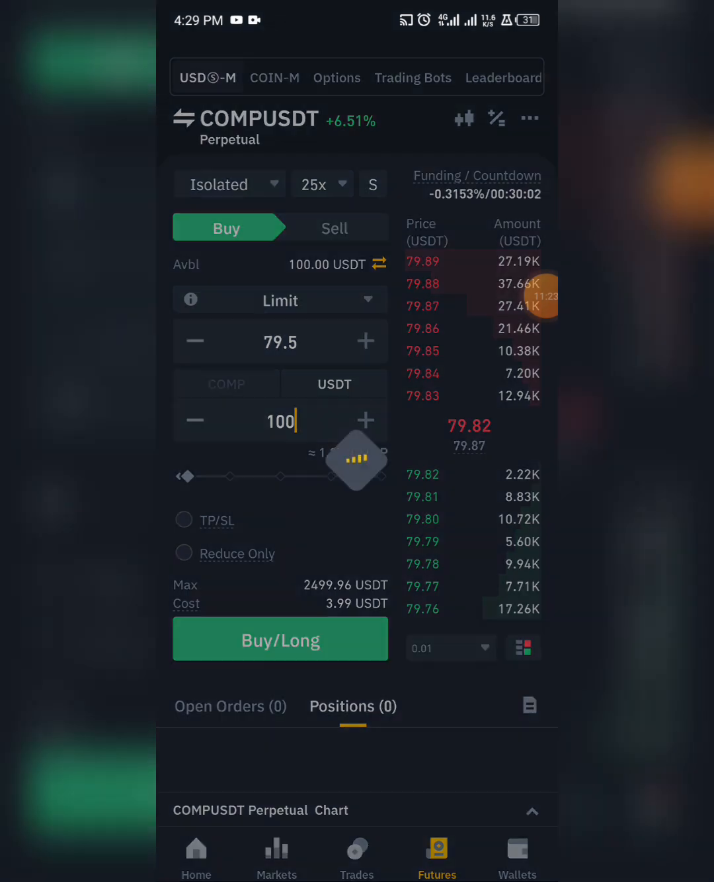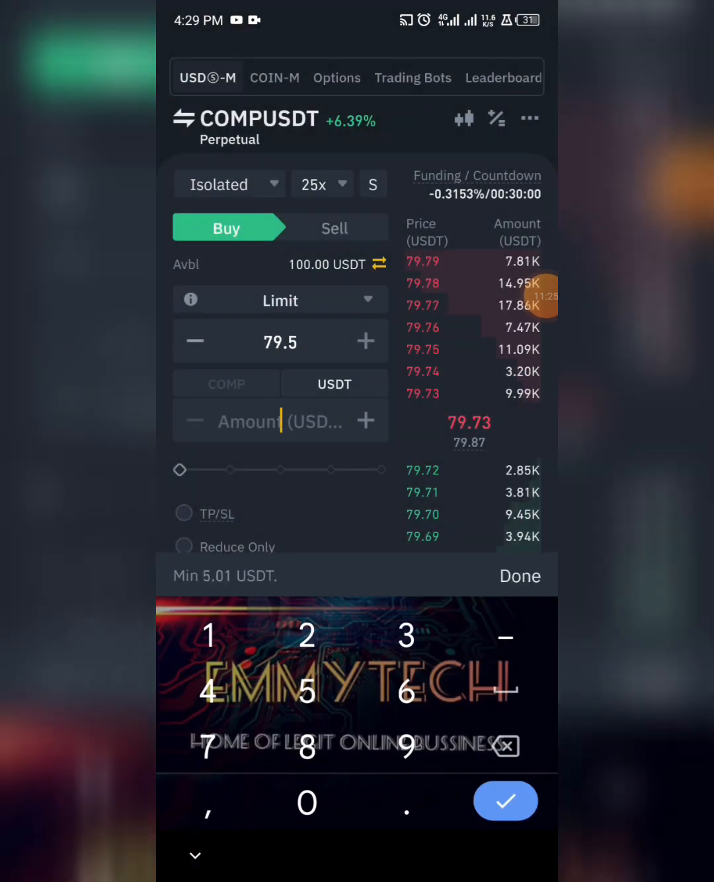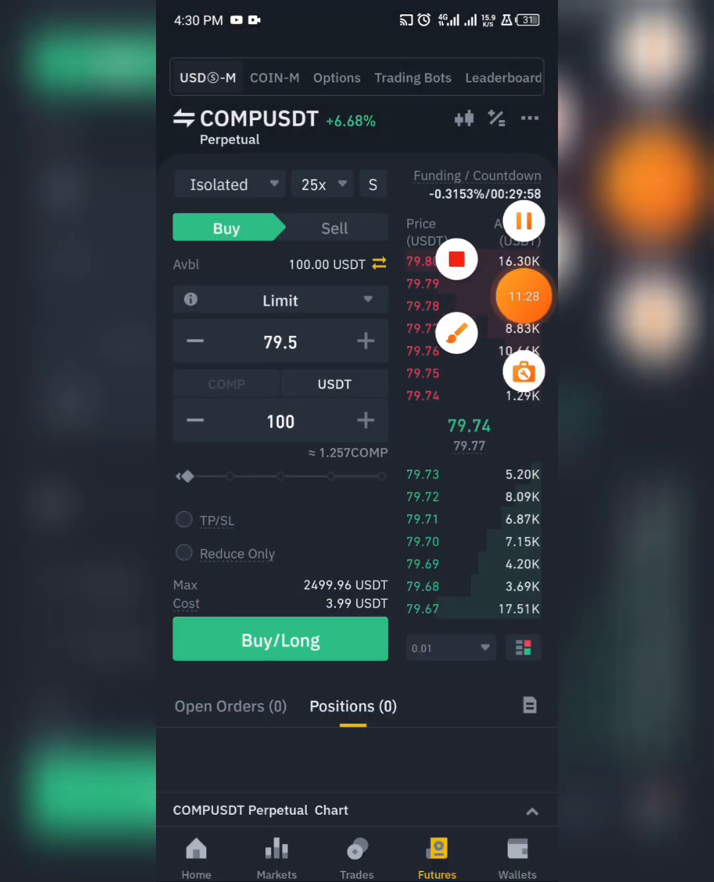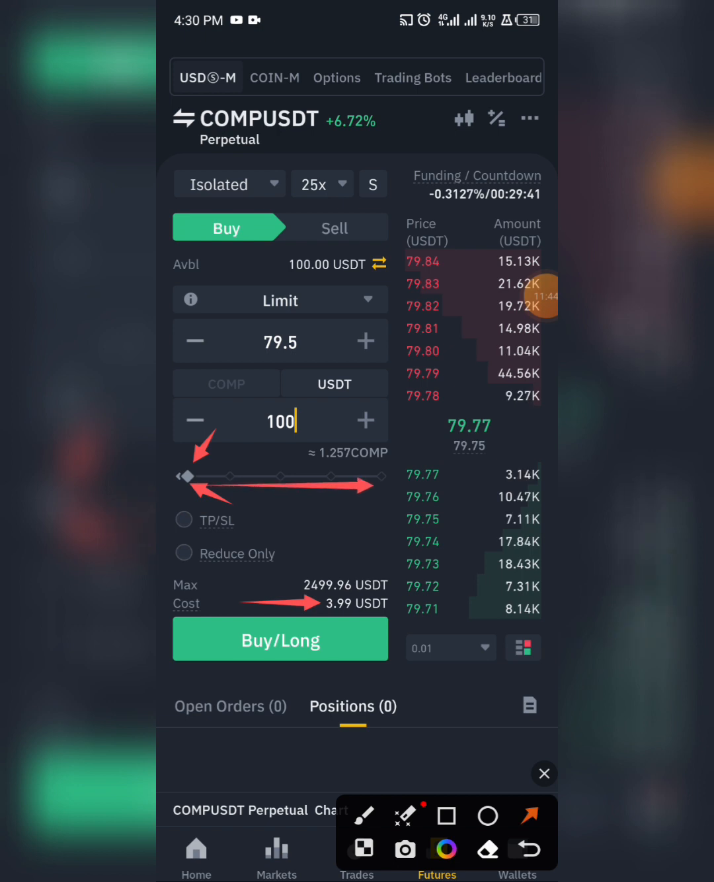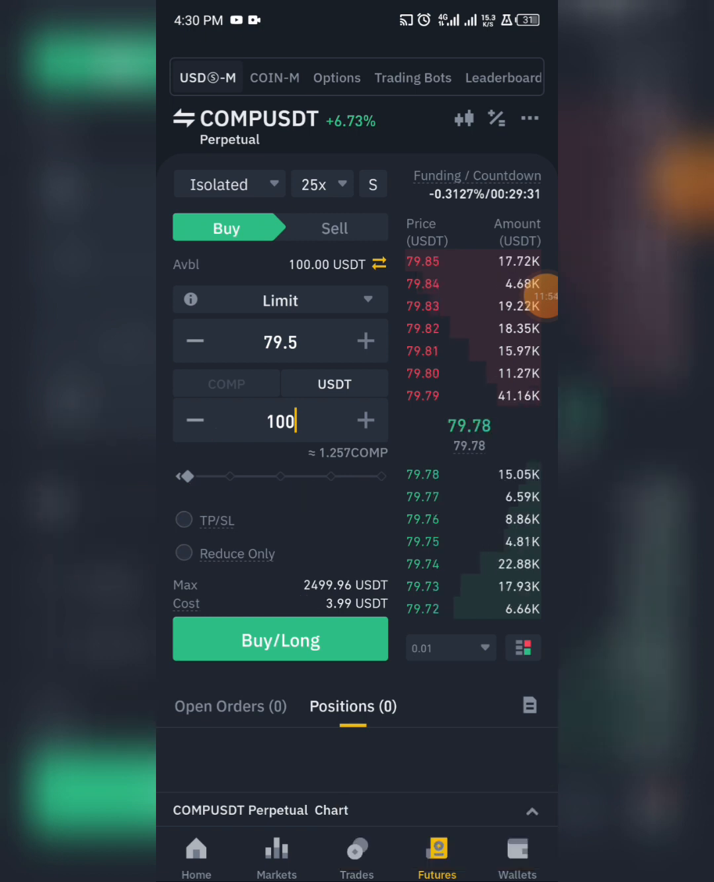If you put $100 here, you will see that this is the initial price you are using to trade. Cost $3. So the easiest way to determine what you want to use to trade is to make use of this arrow. You hold it, then you draw it to whatever point you want. As you are drawing it, monitor the cost price. The cost price is your initial trading capital you are using. So let's do a live example. You can see the way it is moving.